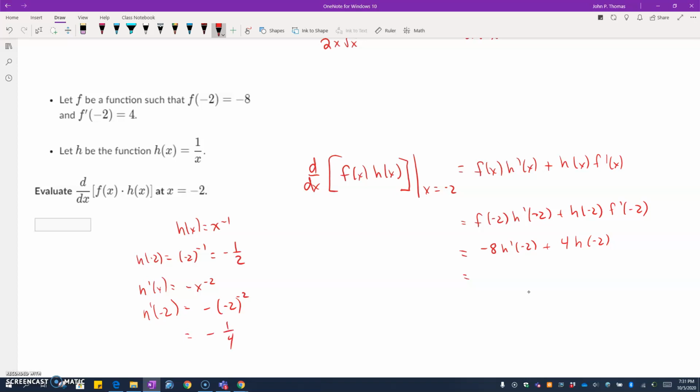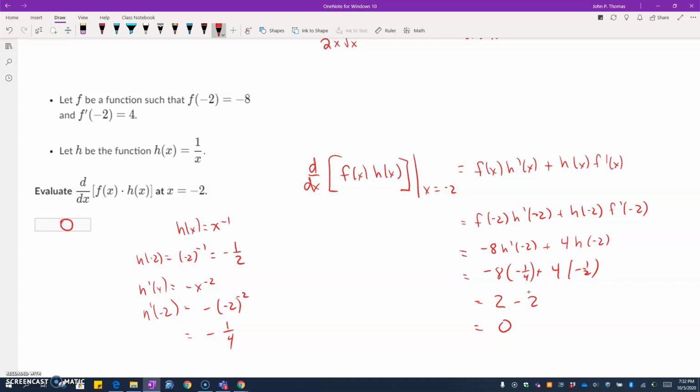Now we're going to plug these back in. So I've got negative 8 times negative 1/4, plus 4 times, and on the h we've got a negative 1/2. If I push these together, I've got 2, because when we take 8 times a quarter, negative times negative is a positive. And then we're going to have minus 2, so that's going to give us a 0.